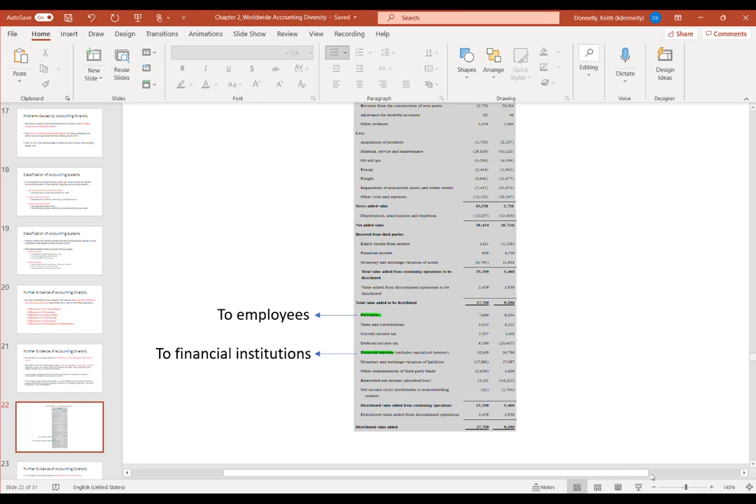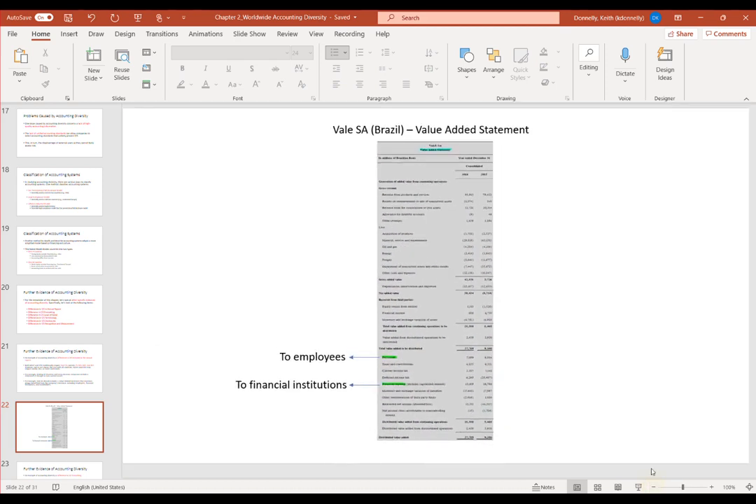So this would be country specific, but the whole point of this chapter of this textbook in general is just to show you some of these differences. Nobody's going to expect you to remember line for line the Brazilian value-added statement. But being aware that there are more than 4 financial statements in other countries would be an important concept to know.